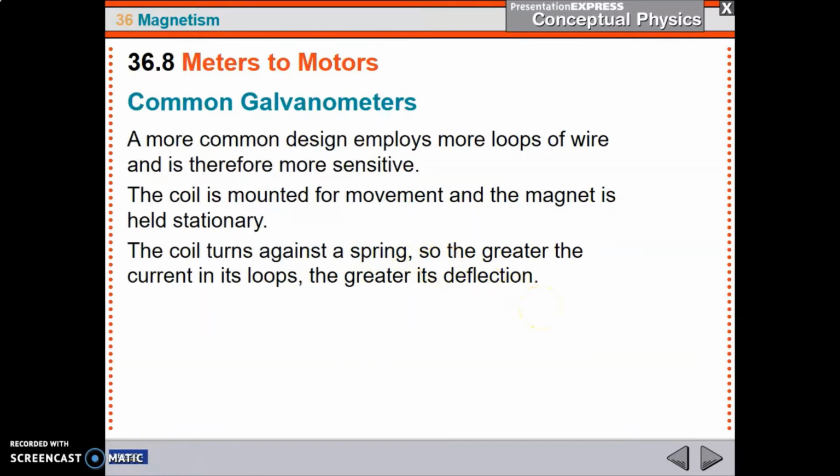A more common design employs more loops of wire and is therefore more sensitive. The coil is mounted for movement and the magnet is held stationary. The coil turns against a spring, so the greater the current in its loops, the greater its deflection.